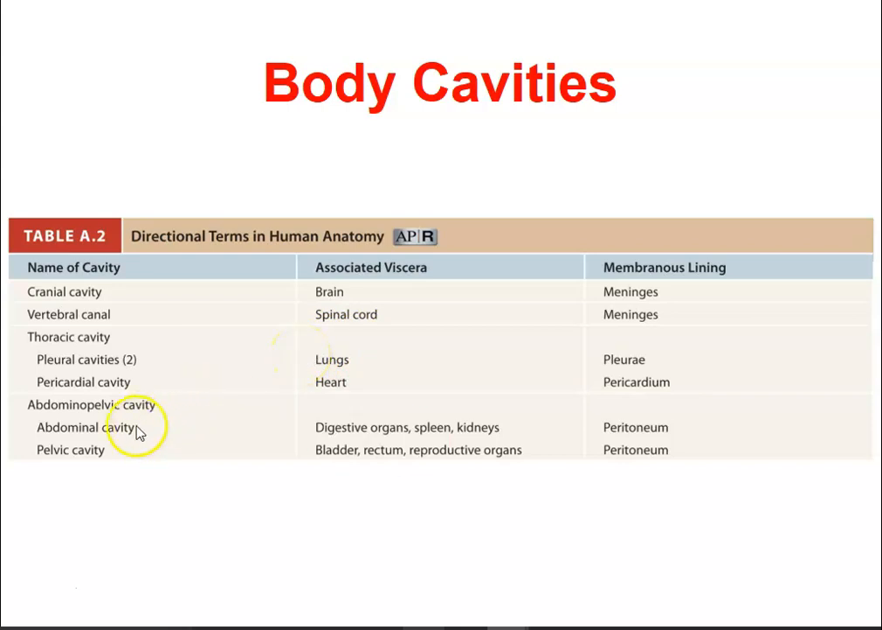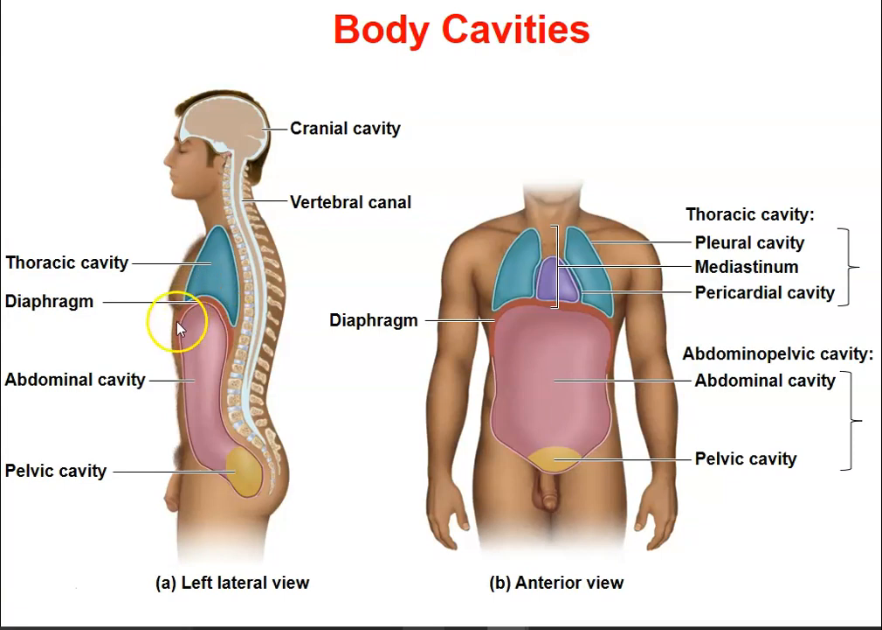Within the abdominal cavity, we have digestive organs, spleen, and kidney. Within the pelvic cavity, we have the bladder, rectum, and reproductive organs. The abdominal and the pelvic cavity have no separation. They are one large cavity. But between the thoracic cavity and the abdominopelvic cavity, there's a separation called the diaphragm. So this is the diaphragm, which separates the thoracic cavity and the abdominal cavity. And here's the pelvic cavity, but there's no separation.